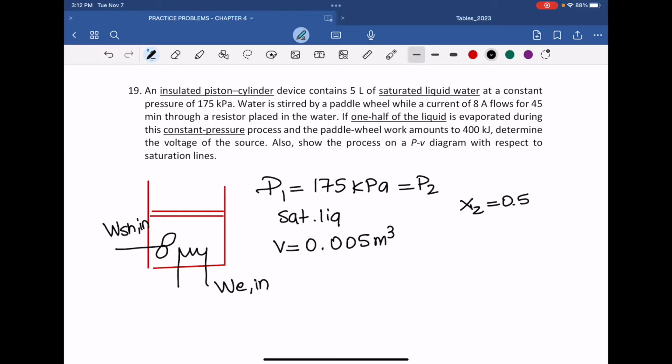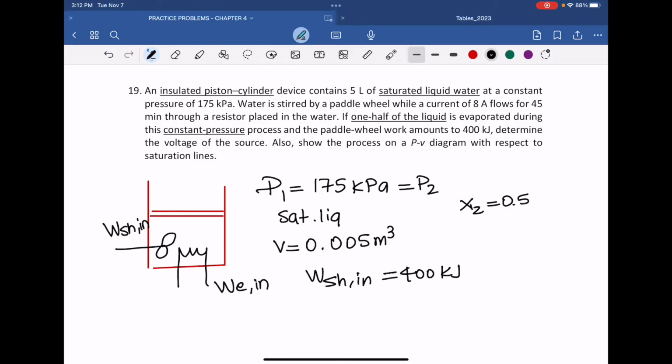It says half of it is evaporated, meaning basically you start with a saturated liquid, then it becomes a mixture, and half of it is evaporated. So the quality is 0.5. Okay, so what is given is this, and the paddle wheel work amounts to 400 kilojoule. Determine the voltage of the source. And we might have done this somewhere in our class problems. It sounds like it. But let's solve it again.